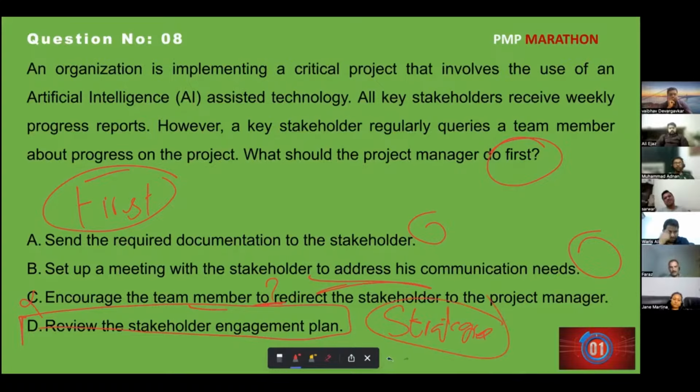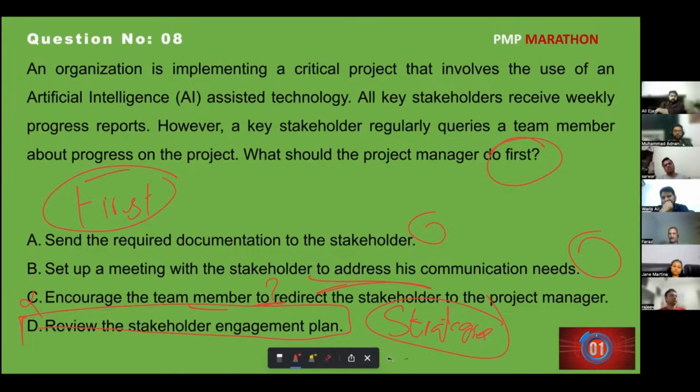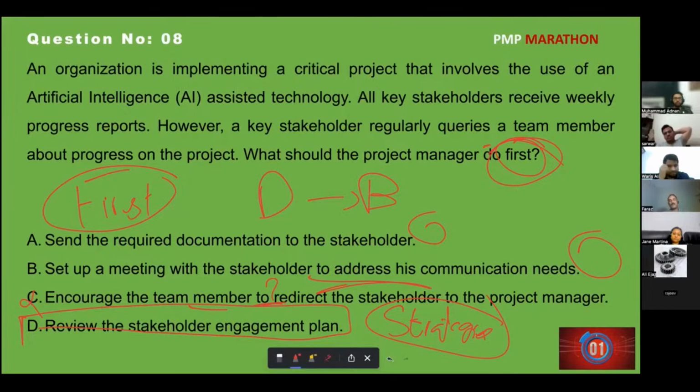No, Ali, the communication plan comes after the stakeholder plan. The first thing is what strategies are required, then communication. Clear to everyone? D, then. This word changes the entire game. That's why I keep on saying elimination technique, keywords. Elimination technique, keywords: that is your goal here.